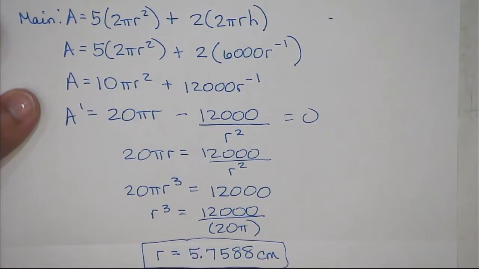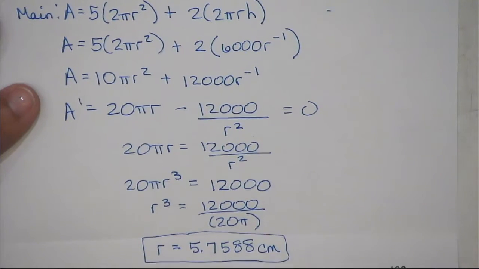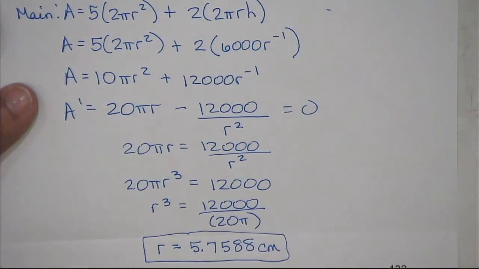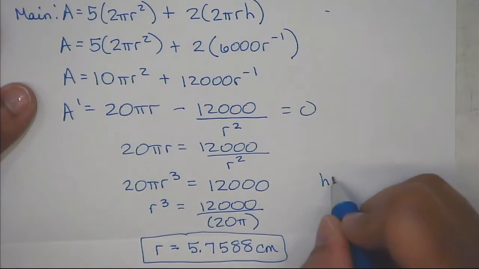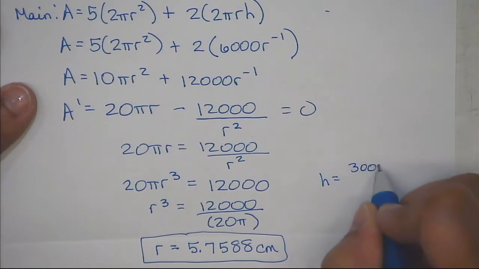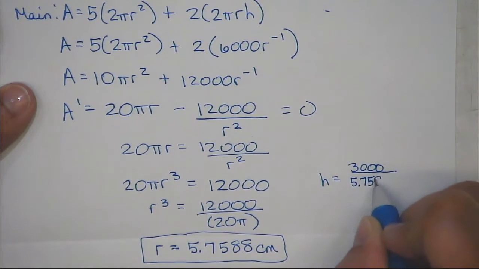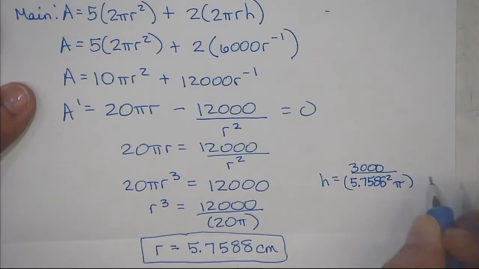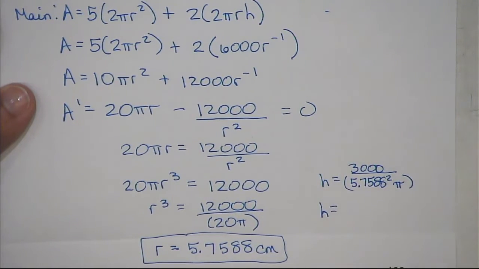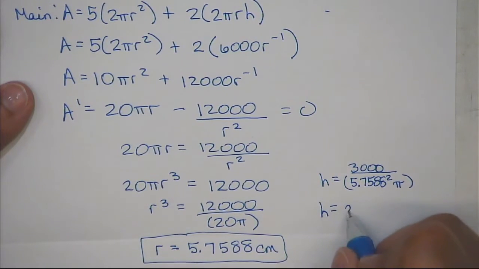All right, and then just take that value, r, plug it back in for the secondary equation of h, 3,000 divided by pi, this number squared this time, to get your h value. h equals 3,000 over r squared times pi. And that's about 28.